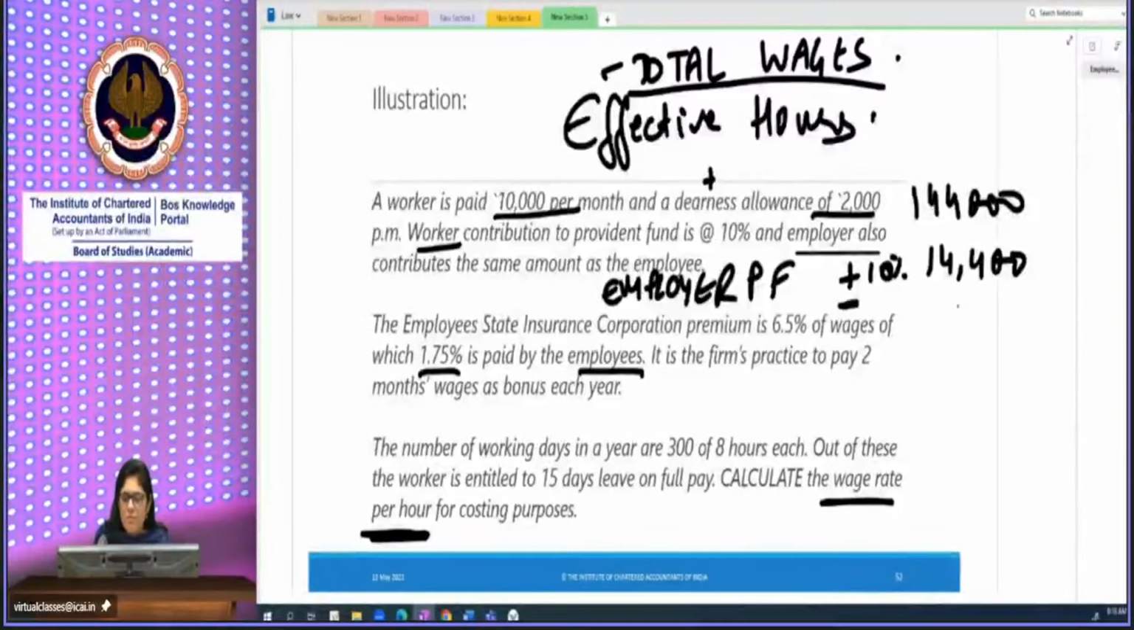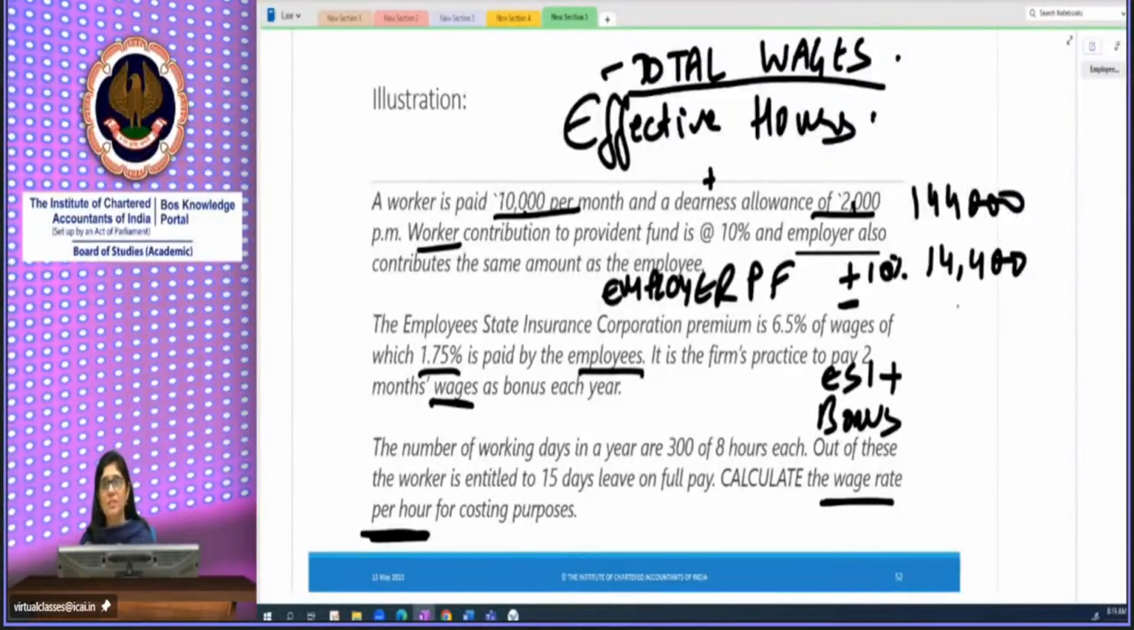And it is a firm practice to pay 2 months wages as bonus each year. So bonus is also there. First you have to take the ESI contribution. ESI will be plus. You have to tell me how much ESI in percentage, plus bonus. So bonus they are saying 2 months wages. 1 month wages is 10,000 plus 2,000, total wages they are saying.